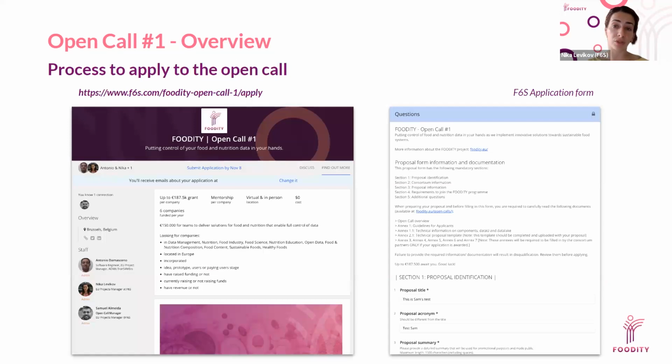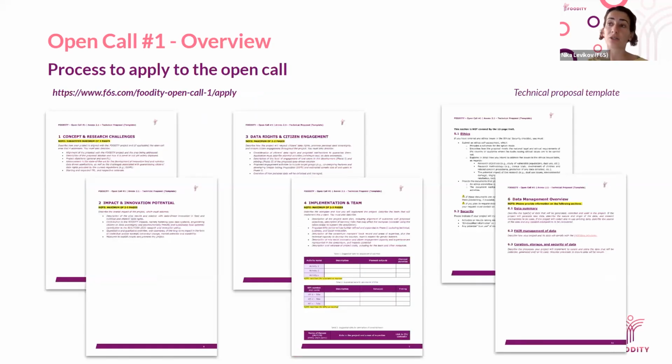This is a brief look at what the proposal looks like on the F6S platform. You will be applying through this platform. If you don't already have a profile on F6S, please do create an account with us. It's relatively straightforward, as you can see here, but there is a support team ready to help if you have any questions or concerns. Here's what the technical proposal looks like.